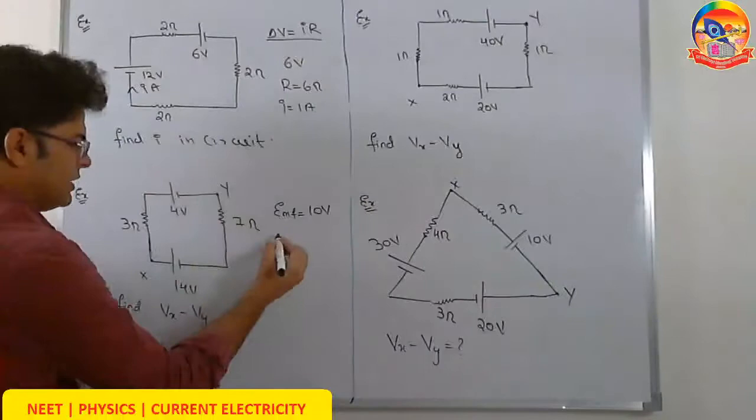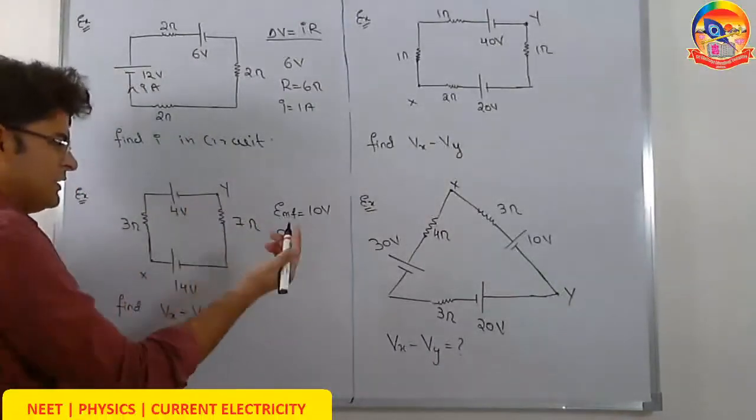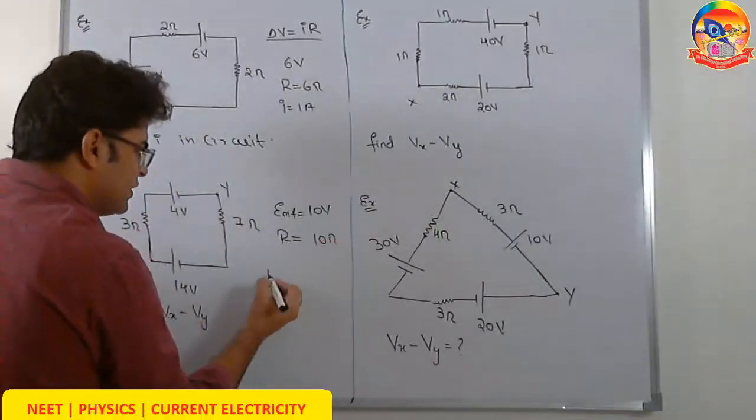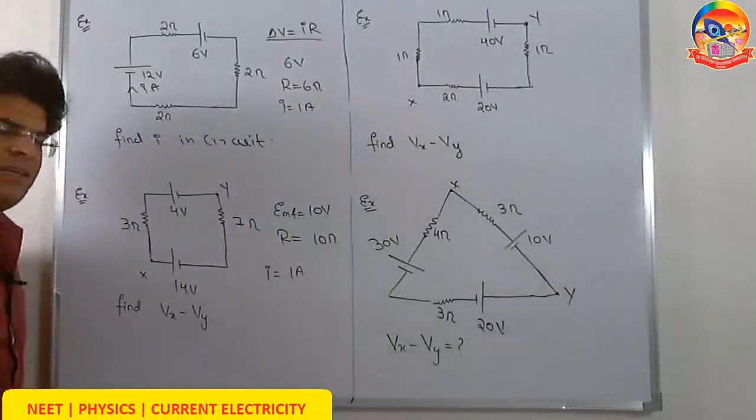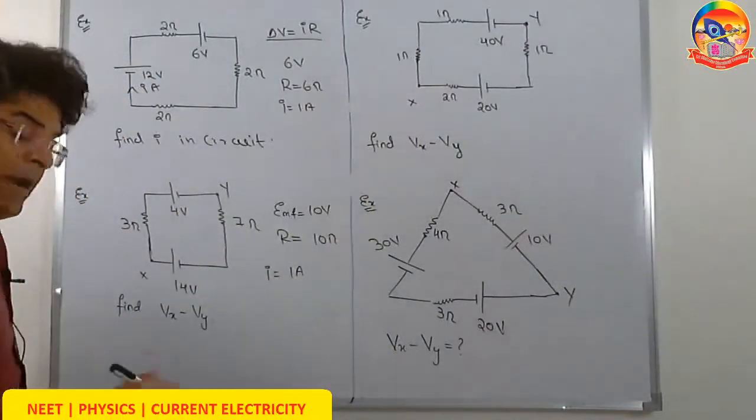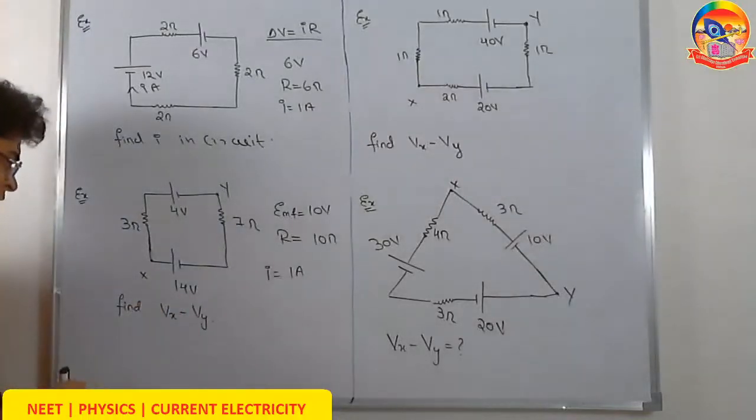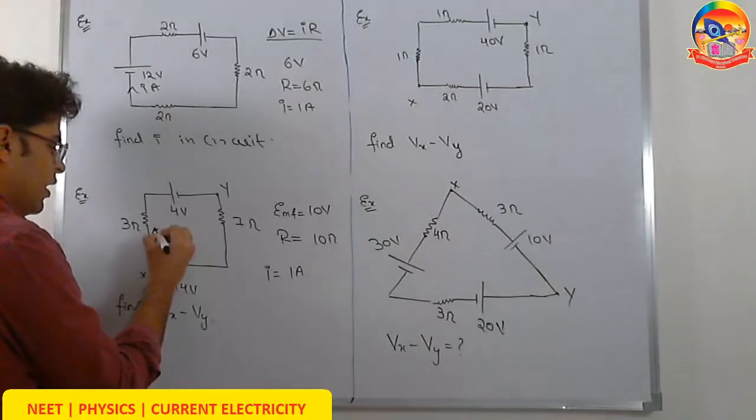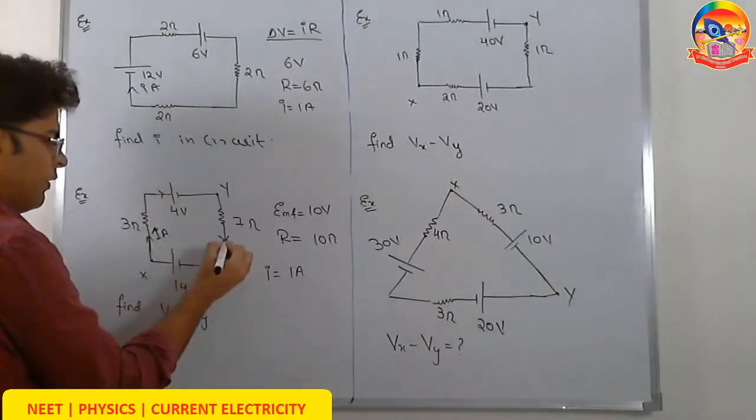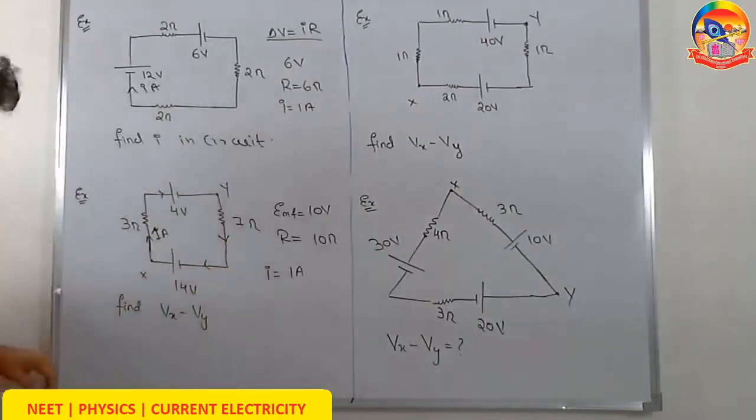What has to be the resistance? This 3 in series with 7, the resistance will be 10 ohm. So what has to be the current? Current has to be EMF divided by resistance, that will be 1 ampere. But they did not ask me the current, but I need the current to find Vx minus Vy. How? Now once I know that in this whole circuit a current of 1 ampere will flow clockwise, I can find the potential difference between x and y.